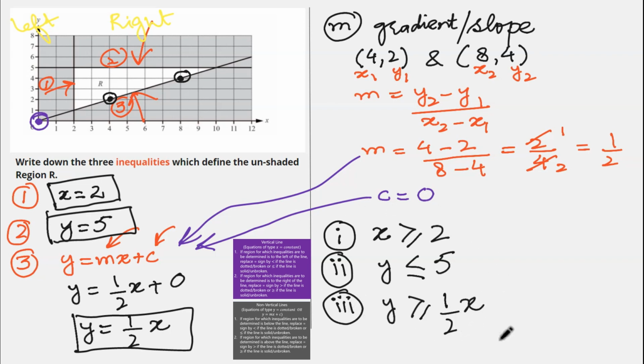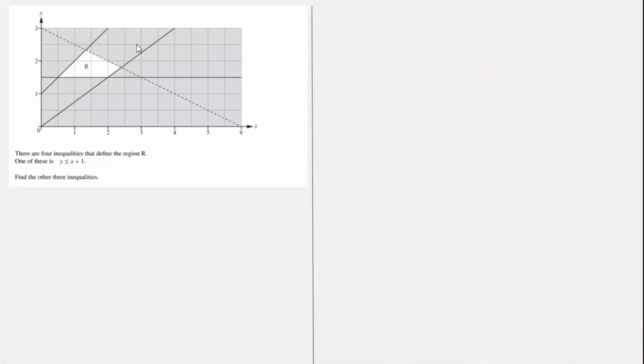Now let us proceed to problem number 2. Problem number 2 is a bit more complex. You could see a lot of lines. There are 4 inequalities that define the region R. One of them is y is less than or equal to x plus 1. Find the other 3 inequalities.